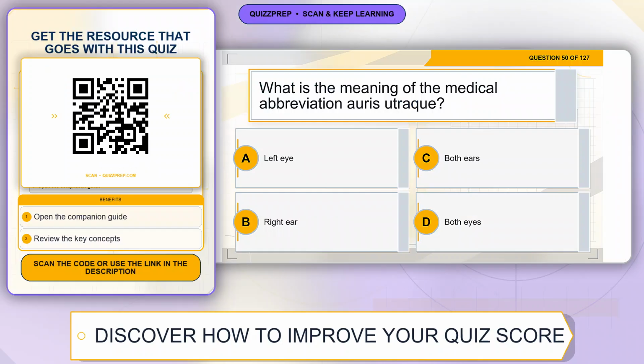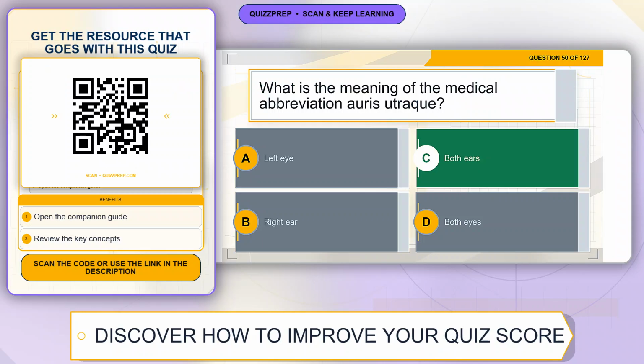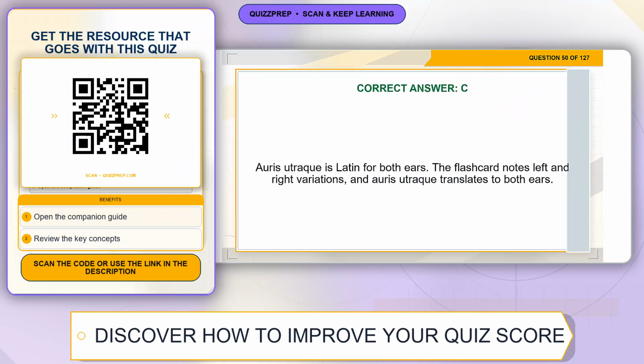Question 50. What is the meaning of the medical abbreviation AU? Option A, left eye. Option B, right ear. Option C, both ears. Option D, both eyes. The correct answer is option C, both ears. Explanation. AU is Latin for both ears. The flashcard notes left and right variations, and AU translates to both ears.